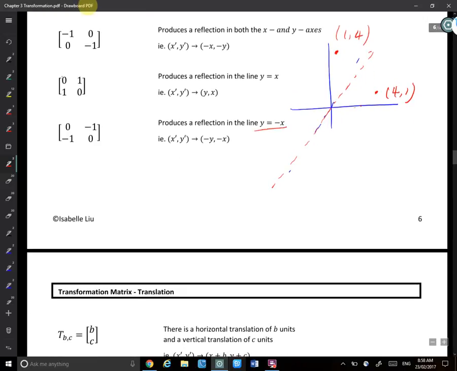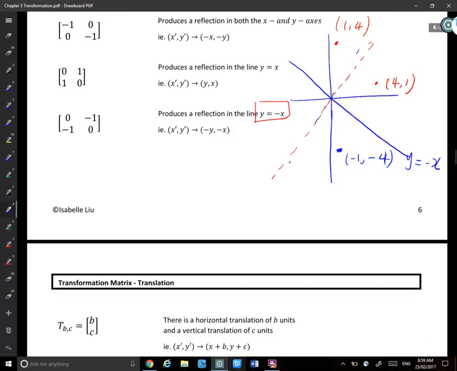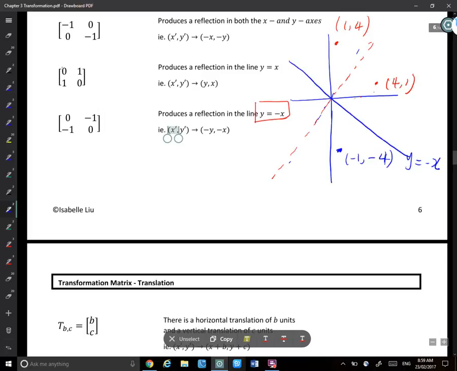The next one is reflecting in the line y equals negative x. It's for this line. So if you reflect in that position, you will have a point here, so it will become -1 and -4. So the new x will become the negative of the original y, and the new y will become the negative of the original x. You can see the reflection here. So you will still change the position for 0 and 1s, and now you will negative the 1 as well, because it's negative of the original x and negative of the original y. So that's a fixed notation. Remember it.